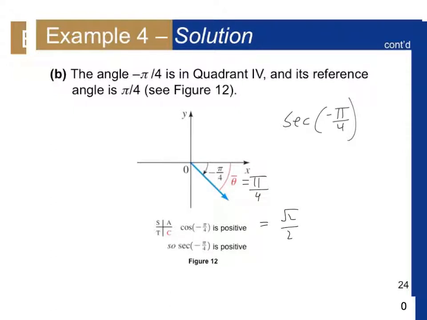And so secant is just 1 over that. So secant is 2 over square root of 2, where we multiply times square root of 2 over square root of 2, and that's just going to give us 2 times the square root of 2 over 2, which is square root of 2. Okay, so that's how we get the secant there. Because the cosine is positive, the secant is positive, because remember, it's just a reciprocal.